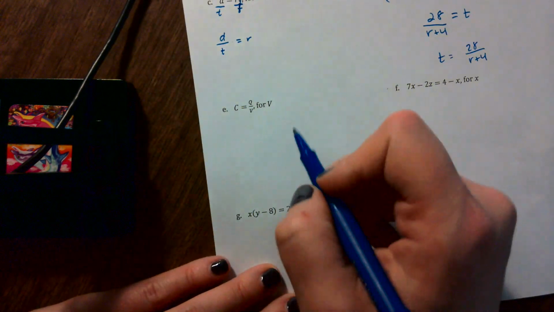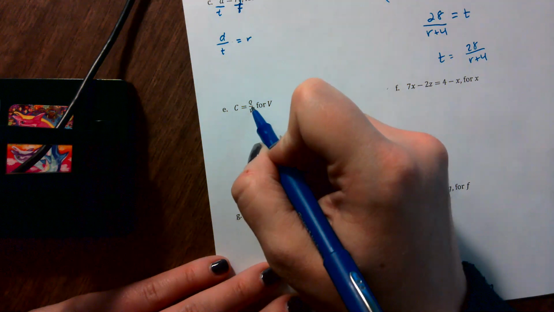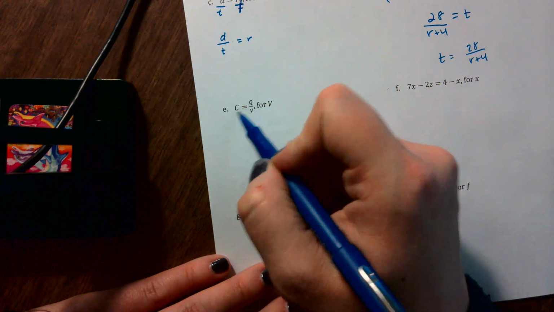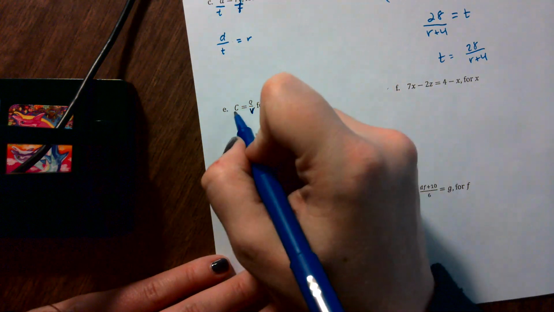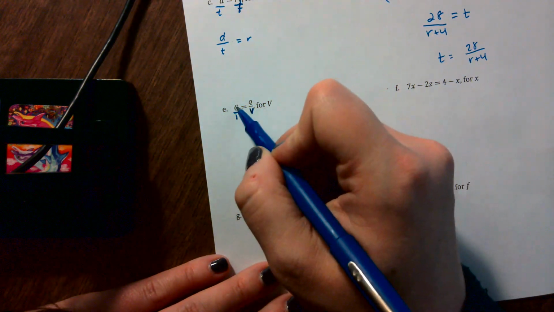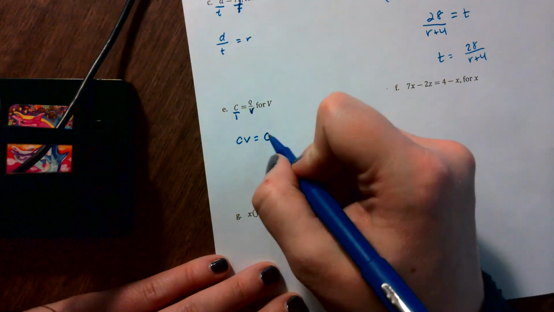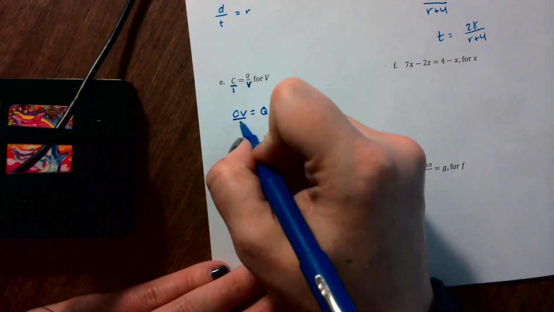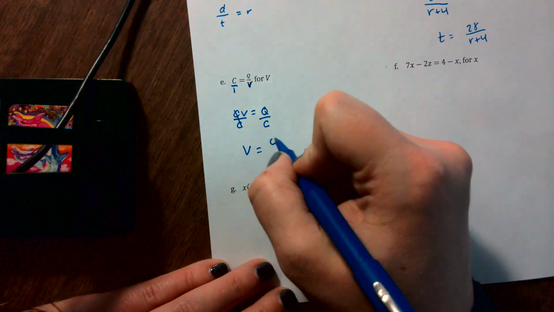Part E, I'm trying to solve for v. So I need to get rid of q somehow, but it's on top. What I suggest is when you have fractions like this and the variable you're looking for is on the bottom, put c over 1 and just cross multiply. c times v is cv. 1 times q is just q. Now try to get v by itself by removing c on both sides.